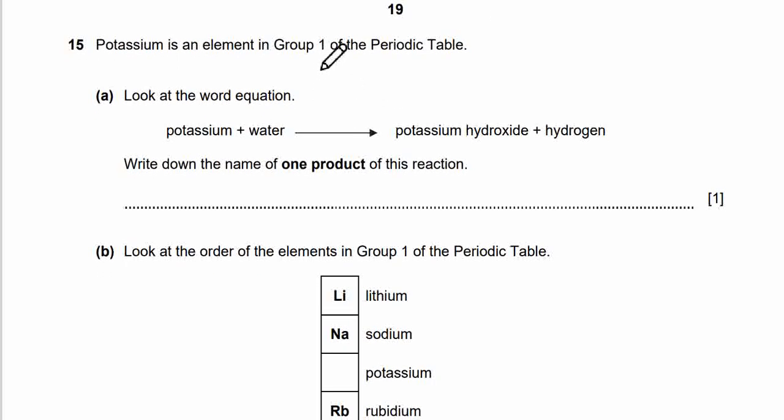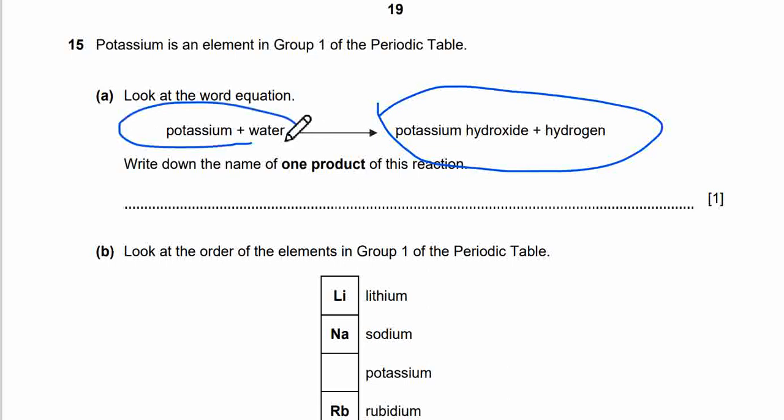Potassium is an element in group 1 of the periodic table. Look at the word equation. Potassium plus water become potassium hydroxide and hydrogen. Write down the name of one product of this reaction. So product will be on the right side. This will be the reactant. So one product, you can write potassium hydroxide or hydrogen.